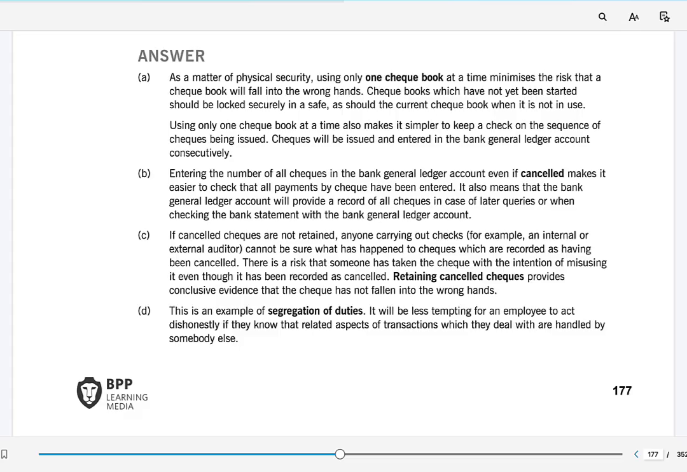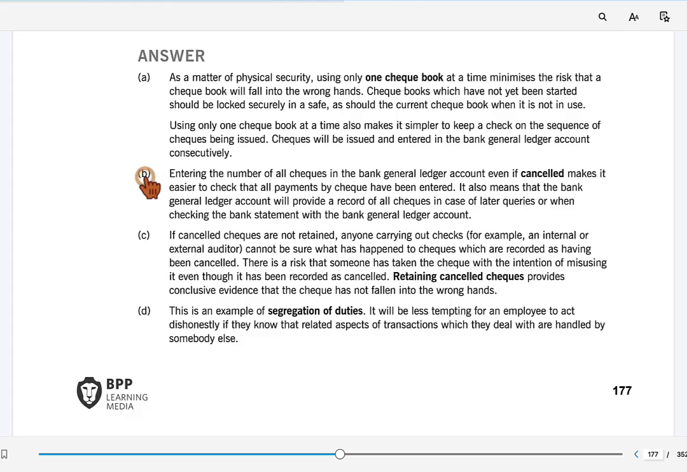Third reason, it improves security. Unused checkbooks can be kept locked away. Only the active checkbook stays in use. This reduces the risk of someone stealing blank checks. A blank check is dangerous. If someone steals it, they might try to use it dishonestly. So using one checkbook at a time is safer.